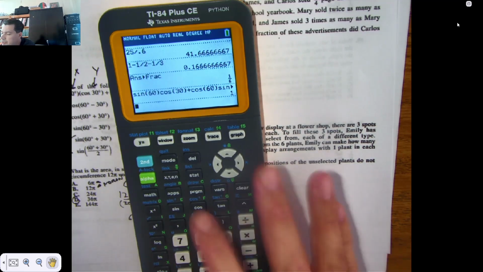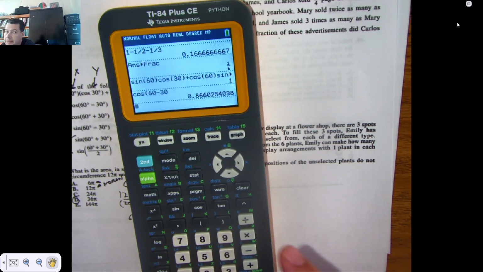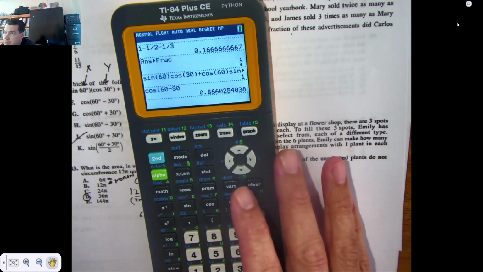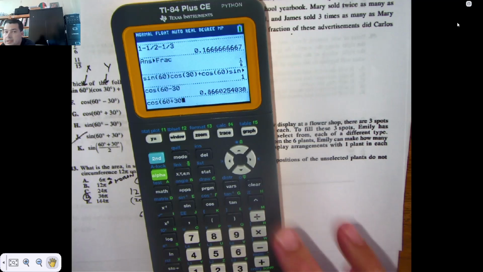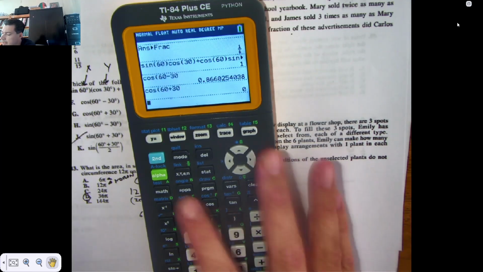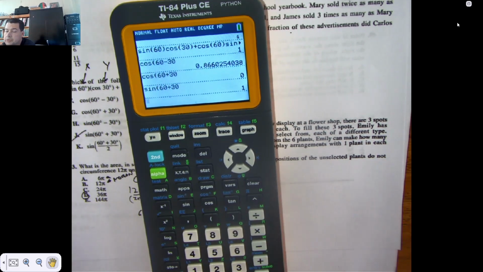And you go through your answer choices. Cosine 60 minus 30. Not it, right? Cosine 60 plus 30, which should be 0. That or my brain's not working right. Not a 1. Anyways, you get to choice J, which is sine 60 plus 30. And there's your 1. So don't forget you have a TI-84 in front of you. There are things that it can do. And there you go.